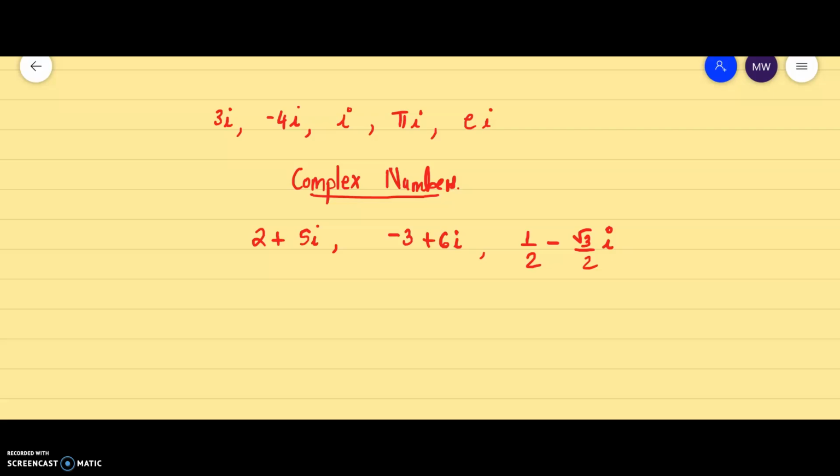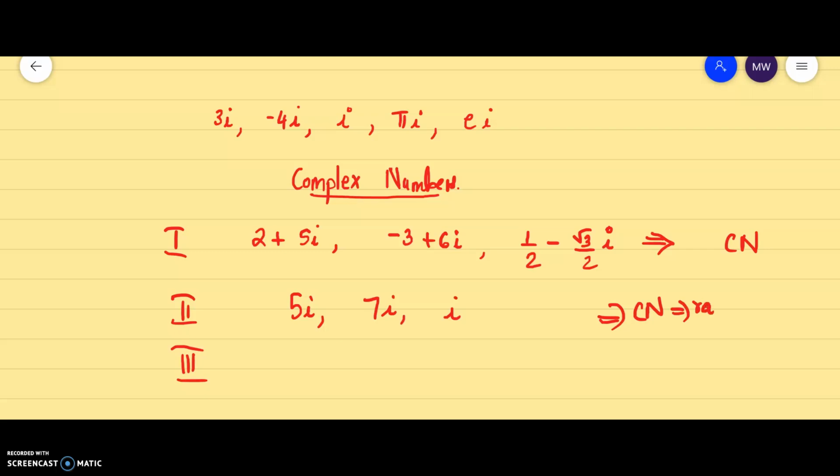Now, all these are complex numbers which are not completely imaginary or completely real. They're called just complex numbers. So there's another set. I'm going to divide this into 3 parts so you can see the difference. The second set is numbers which are just imaginary. They're still complex numbers, but their real part is 0.